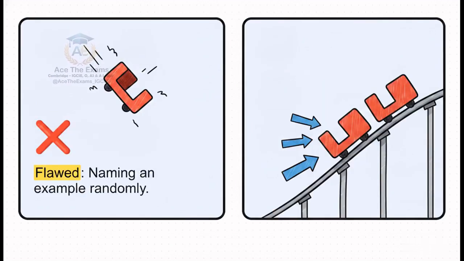And here's the final common trap. Flawed: naming an example randomly. If a question asks for an application of gravity, you can't just write a roller coaster and happily move on to the next page. Nope. The safest method requires you to justify exactly how the physics drives that example. You have to show why it follows from the physics you just spent time explaining. Remember our 4 steps? The application has to connect directly back to the cause and effect chain. Just dropping a random noun won't cut it.